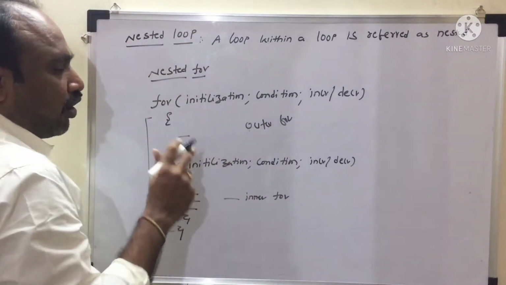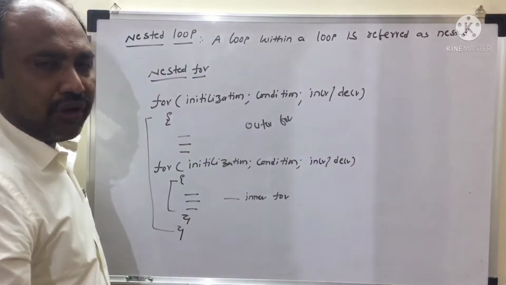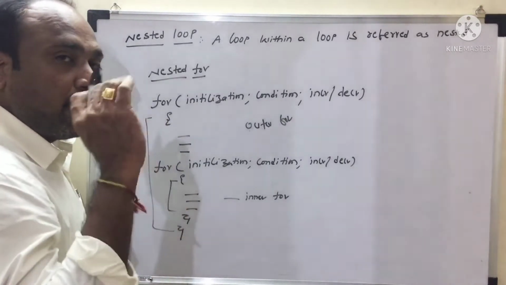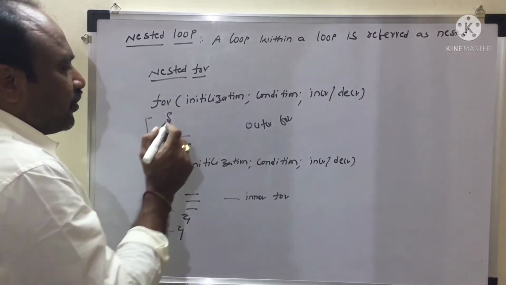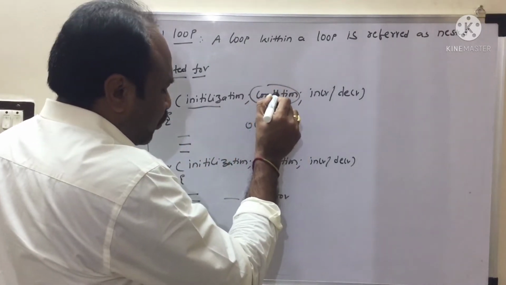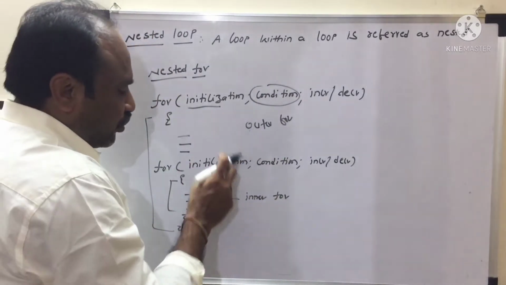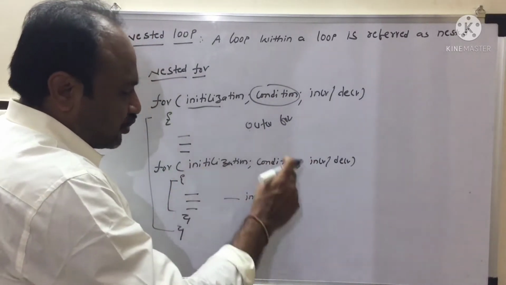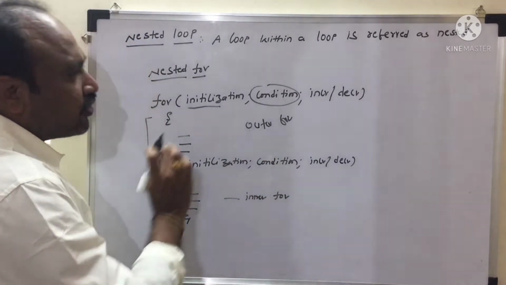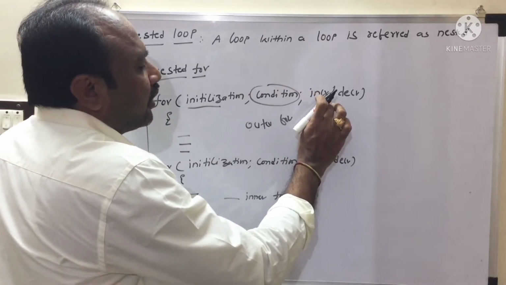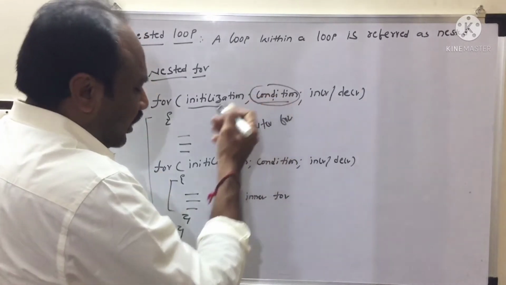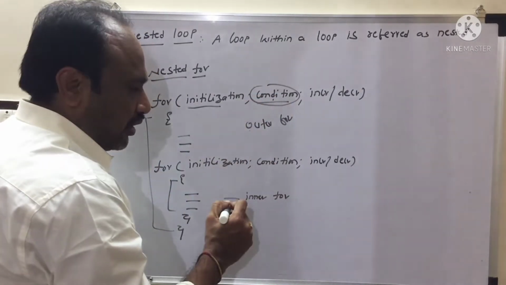First, how will this be executed? What is the output of this program? When you are working with nested for, what is the output of the program? See, first you take initialization, then check the condition. If the outer for condition is true, then the inner for is executed until the condition is false. Again, it will go and check. Increase or decrease the value. Again, check the condition. Condition is true. Again, the inner for loop will be executed.